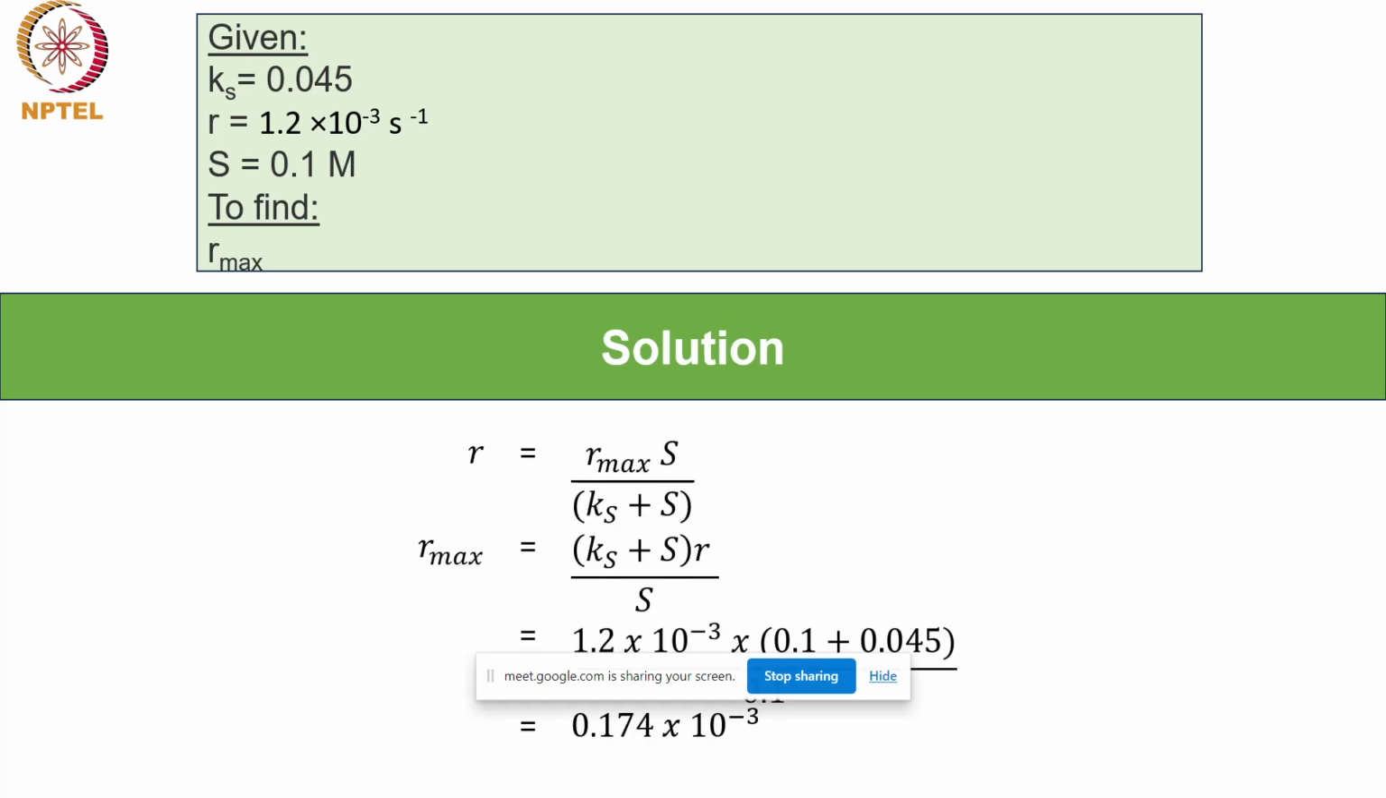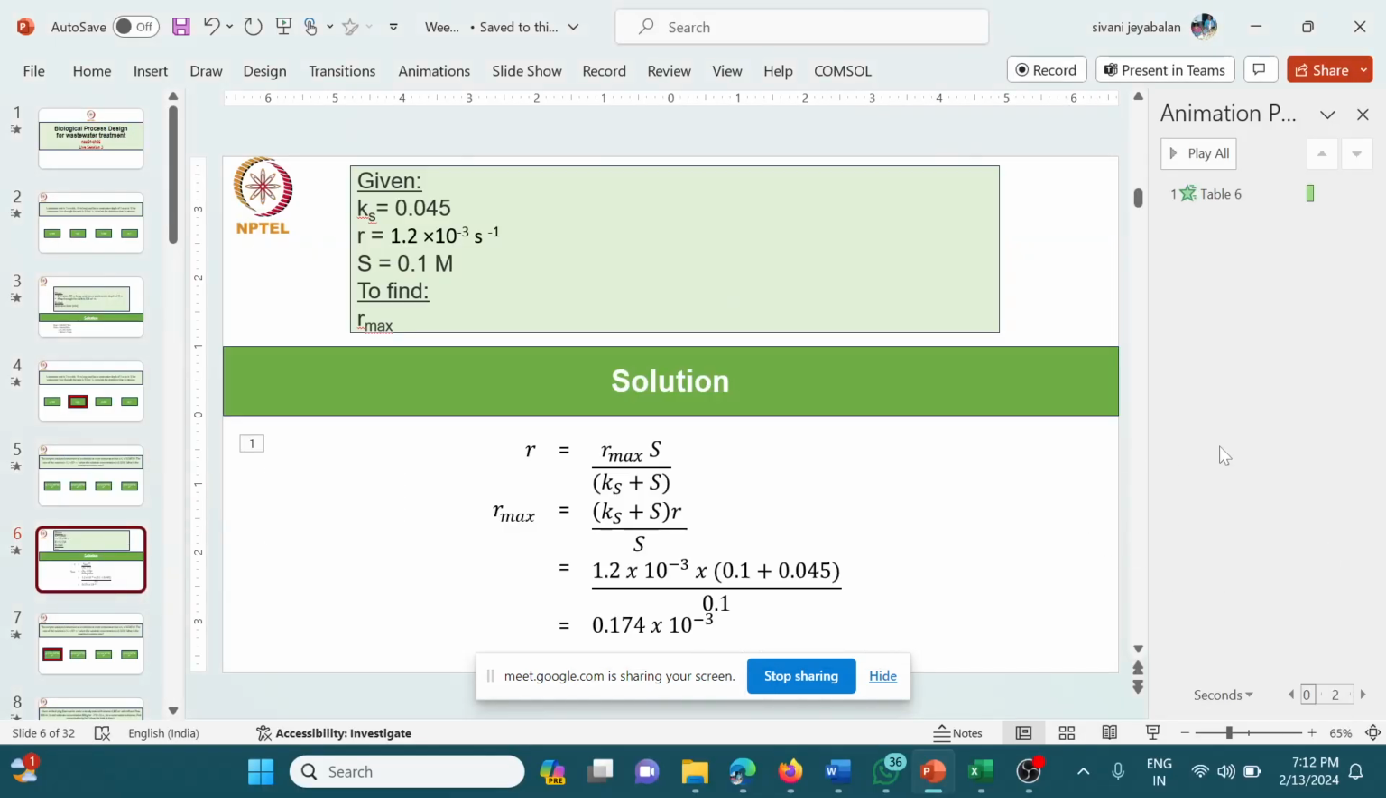I have shown the answer also, but that's okay. The formula is R is equal to R max into S divided by Ks plus S. Now you have to find what is R max, that is the maximum reaction rate or growth rate. As Pooja was telling, using growth rate, that is mu, but we can consider it as reaction rate R max also. So just find R max from the formula, make substitutions and tell me the answer, please.